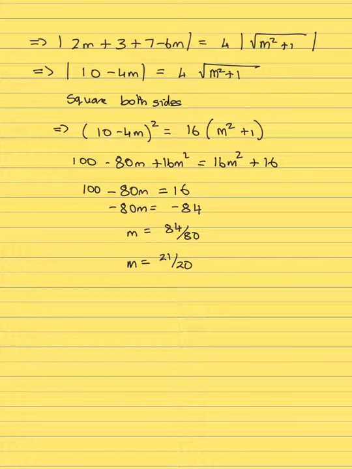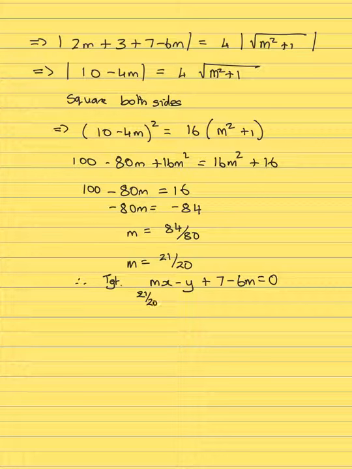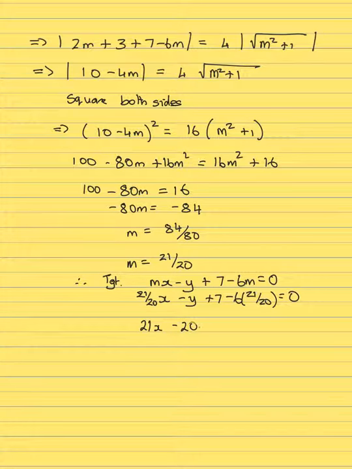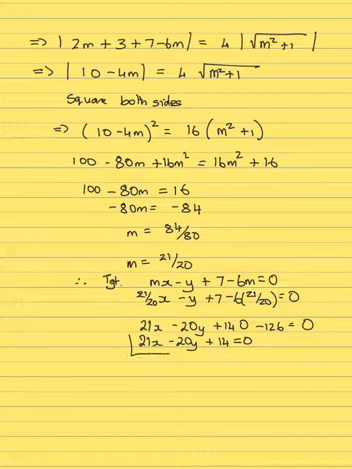So we now have the slope of one of the tangents. So this tells us that the tangent, which we wrote down already as mx minus y plus 7 minus 6m equals 0, we can just sub in for m. So we have 21 over 20 x minus y plus 7 minus 6 times 21 over 20 equals 0. Multiplying across by 20 to get rid of the fractions, we get 21x minus 20y plus 140 minus 126 equals 0. And we just tidy that up and we get 21x minus 20y plus 14 equals 0. Now that is the equation of one of our tangents, but we still have to find the equation of our second tangent.